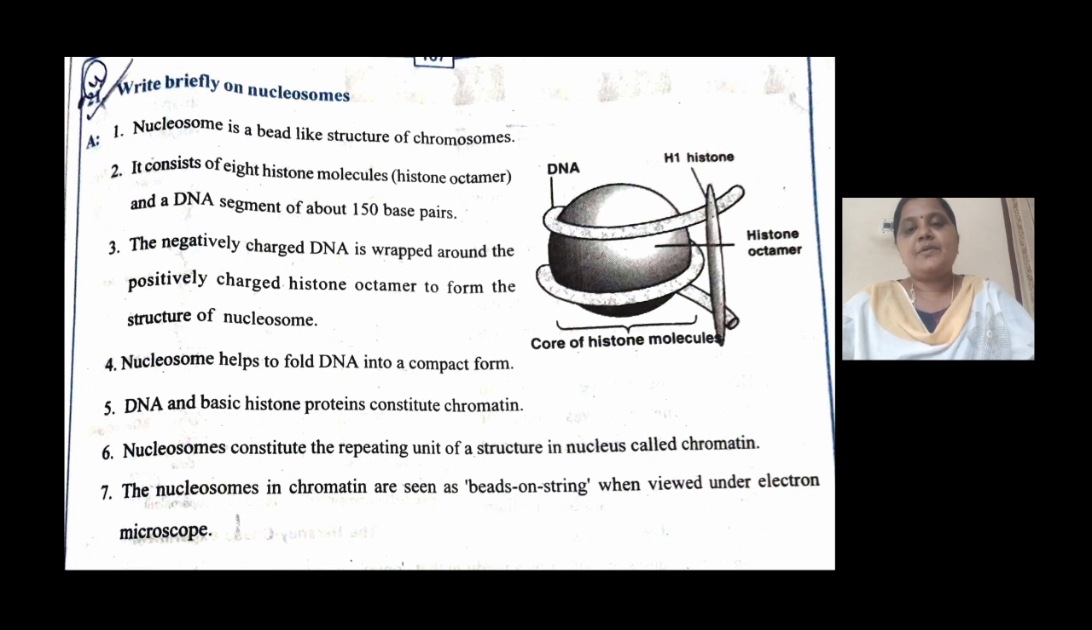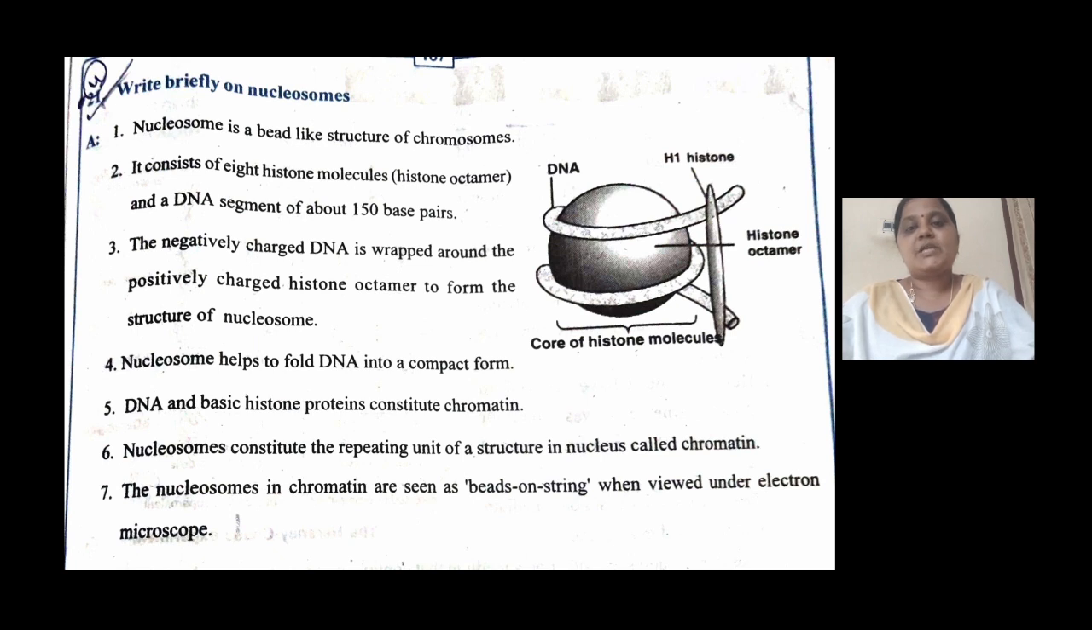DNA and basic histone proteins constitute chromatin. The nucleosomes constitute the repeating unit of a structure in the nucleus called chromatin. The nucleosomes in a chromatin are seen as beads on a string when viewed under an electron microscope. So this is about the structure of the nucleosomes.